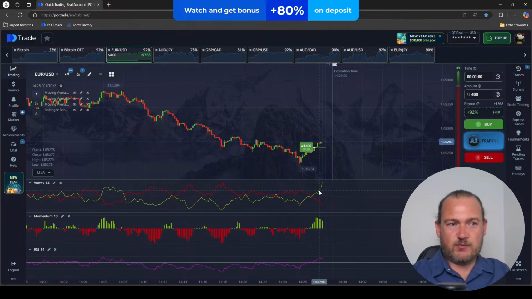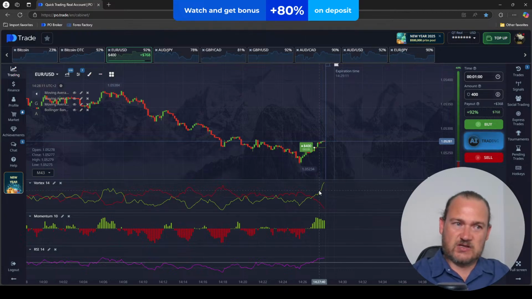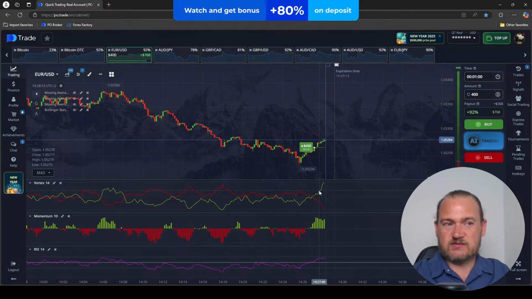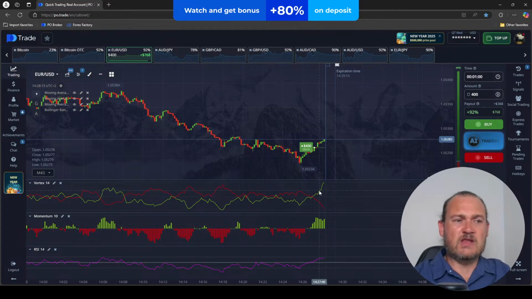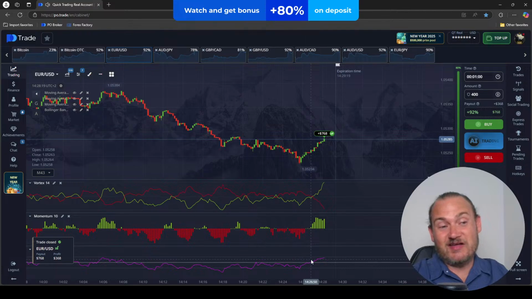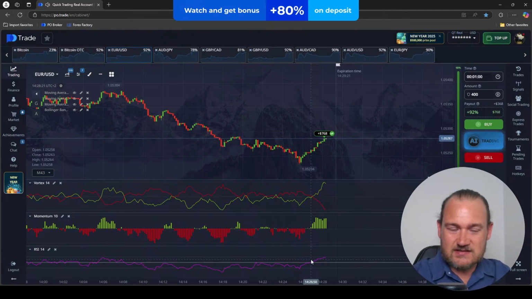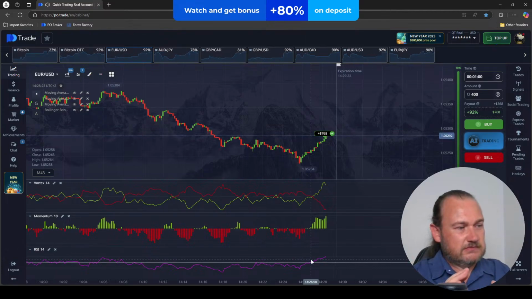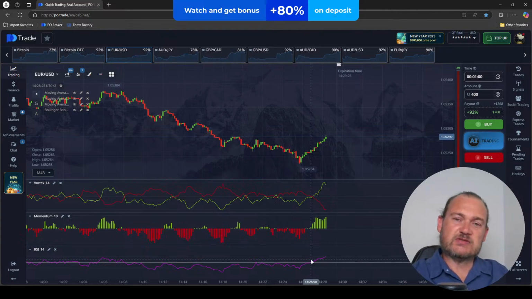At no point am I trying to predict what the price is going to do. I am simply following what the market is, what price is doing. So I'm just looking at what it's doing, and I'm just going along with it. And it's really as simple as that. It's not a secret strategy. It's a very, very simple strategy.